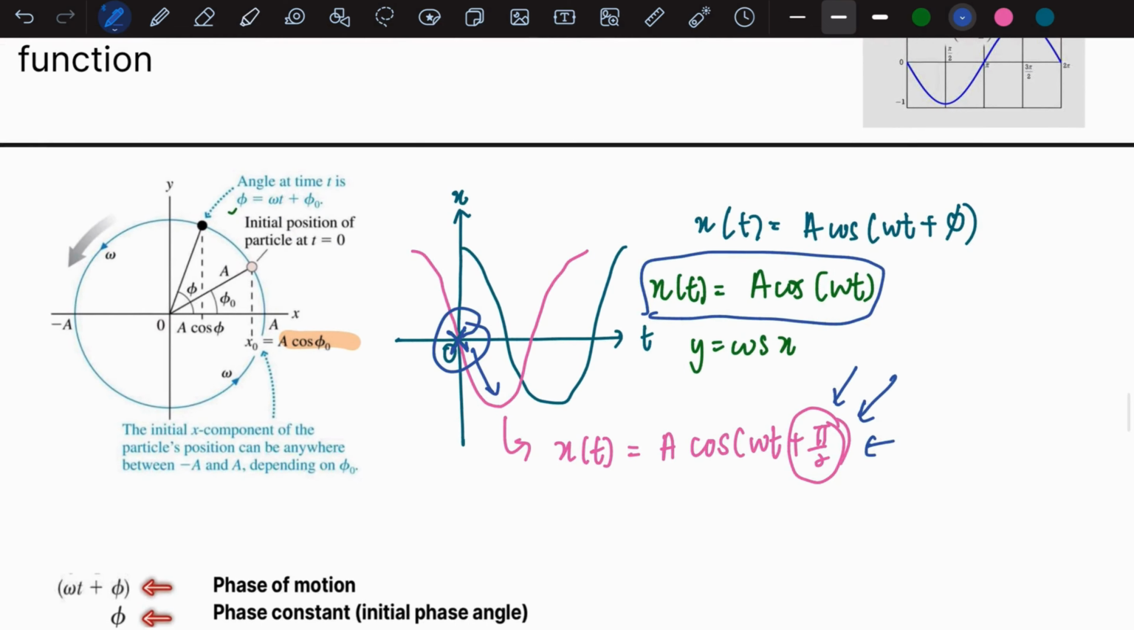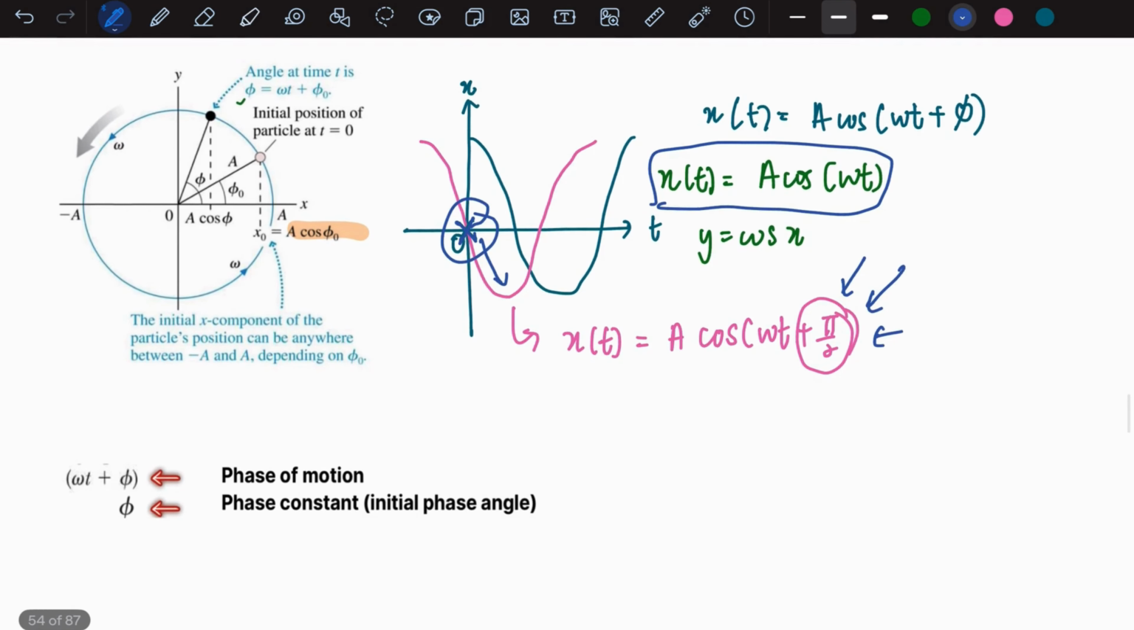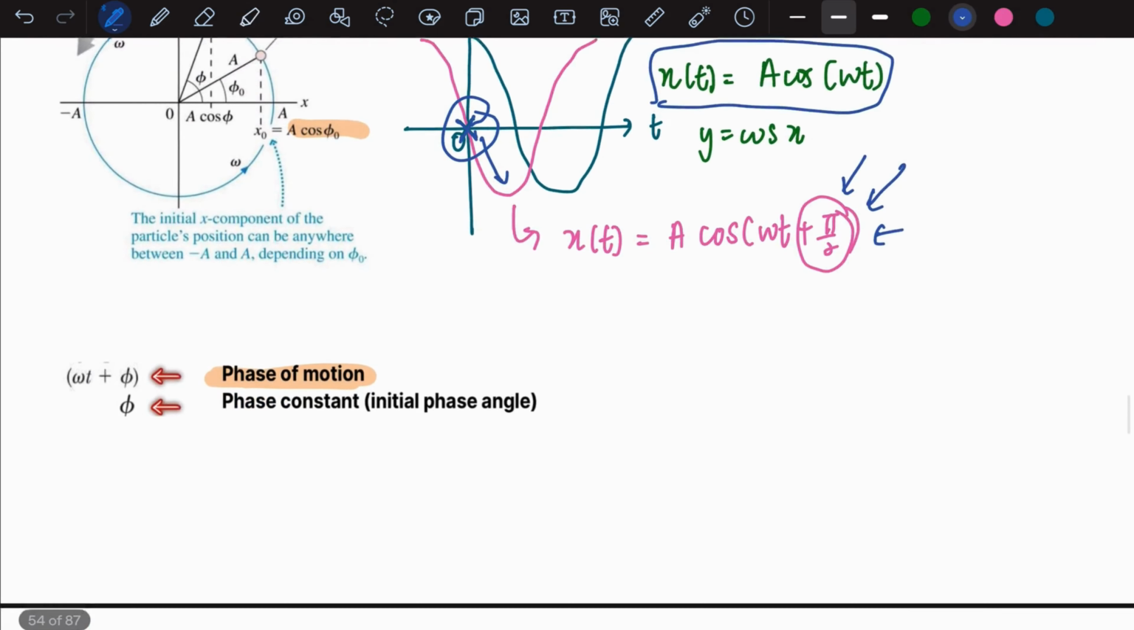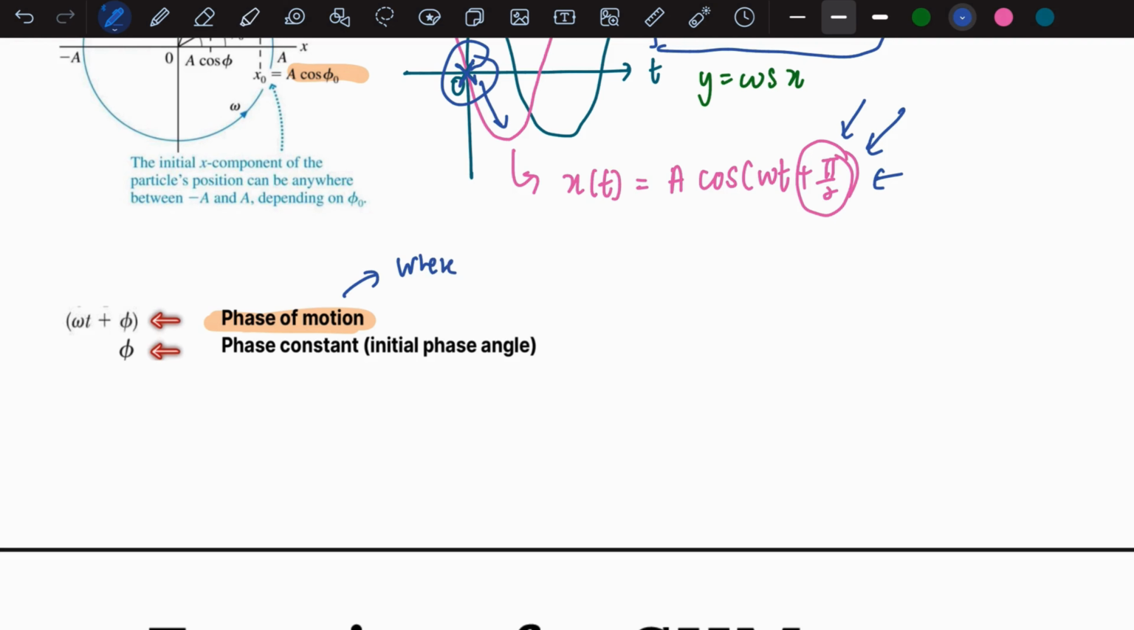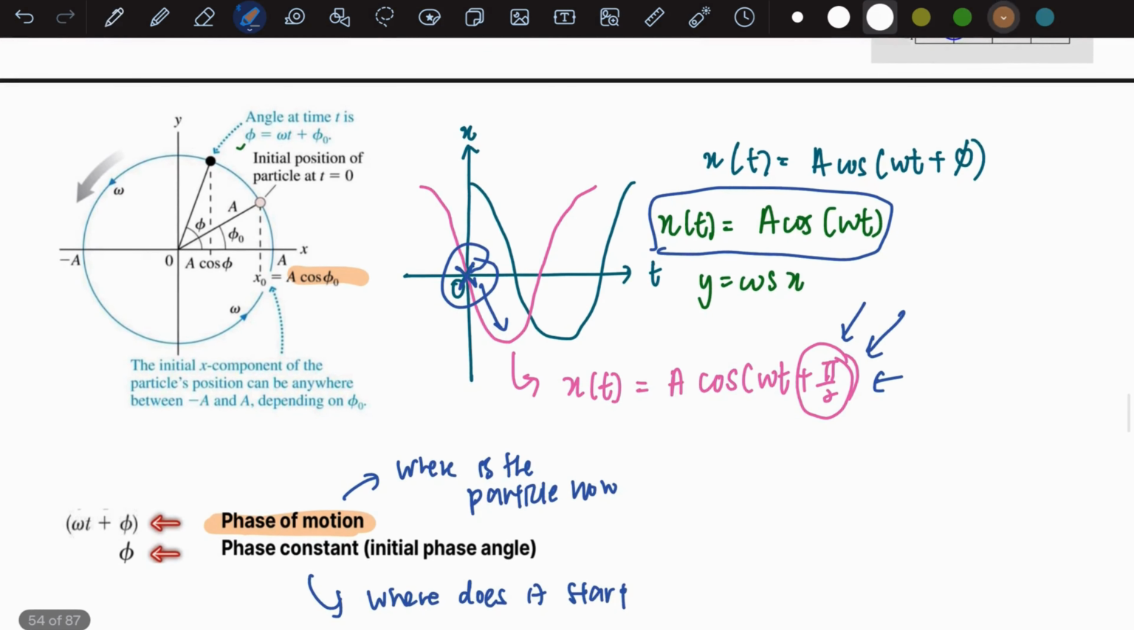To put it simply, phase constant is where it begins, and phase of motion is where the point is now. Okay, let me write. Phase of motion is where the point of the particle is now, and phase constant is, oh my god, my handwriting, where it starts. So now the particle is starting at this point after being shifted to the left by pi over 2. So this is where it starts. Okay, so let me draw.